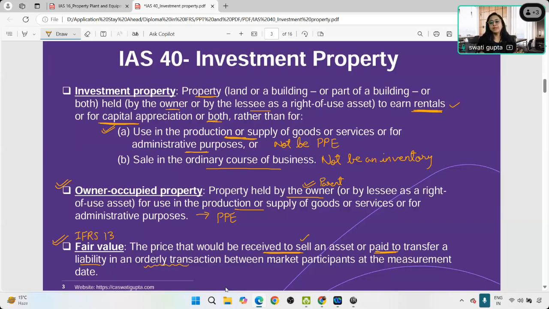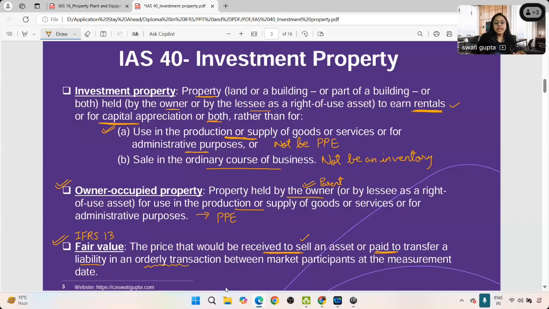Ordinary course of business means, for example, you have a showroom and you sell furniture or refrigerators. Then these are your inventory. Anything that you sell in the ordinary course of business is treated as your inventory. Vijay, are we clear? Okay. It should not be the ordinary course of business. It should not be your business to buy and sell.